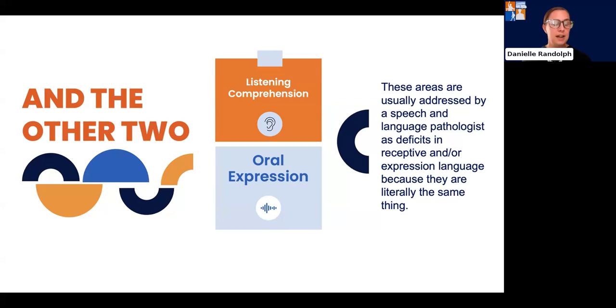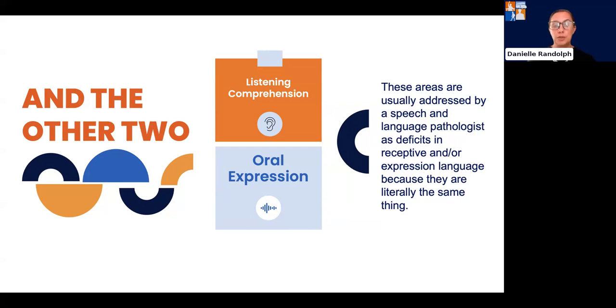There are 2 more that I feel like are often ignored or glossed over, and those are listening comprehension and oral expression. If you look at paperwork for qualification, these are 2 areas that can be checked for specific learning disabilities, but oftentimes if a student is deficient in one of these, it's going to be worked on by the speech and language pathologist because receptive language is very similar to listening comprehension, and expressive language is very similar to oral expression. And so I don't often see an IEP goal worked on by a special education provider in either of these 2 areas. Usually it would be an SLP.